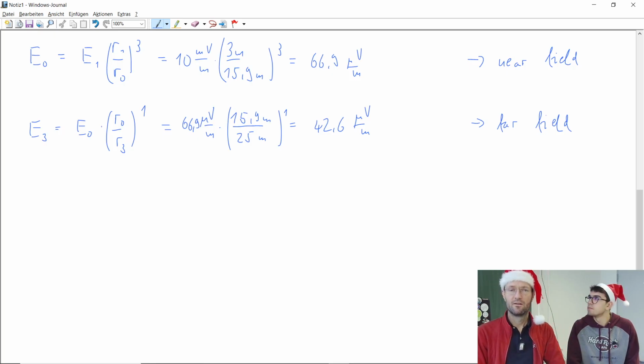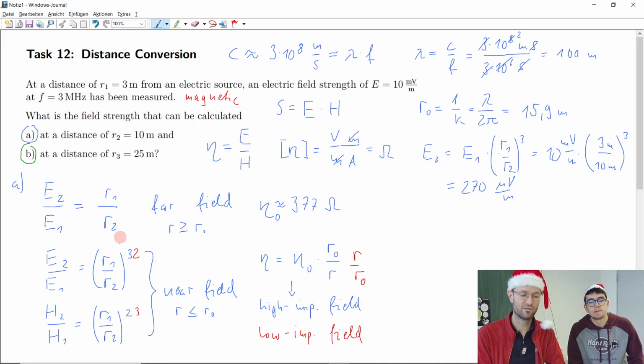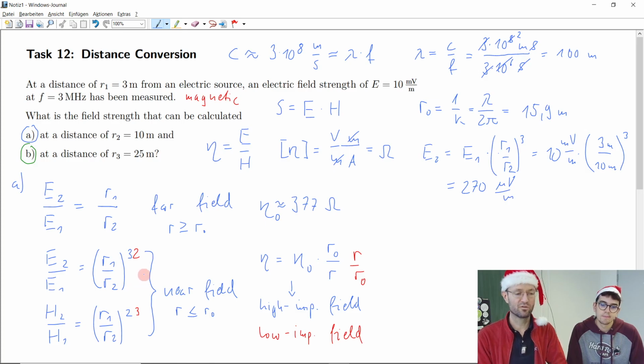Here the power is 1, right? R0 divided by R3 is power 1. Yeah, this is a power of 1, because this is far field. This is the far field conversion, this is the near field conversion, and this is what we have discussed before, that in the near field you have these exponents of 2 and 3 depending on if it's a magnetic source or electric source, and in the far field you just have an exponent of 1.